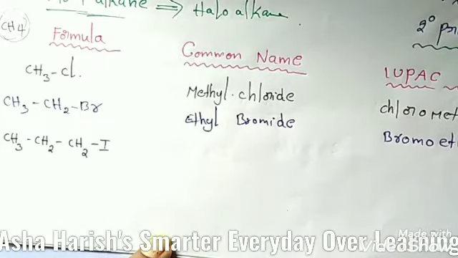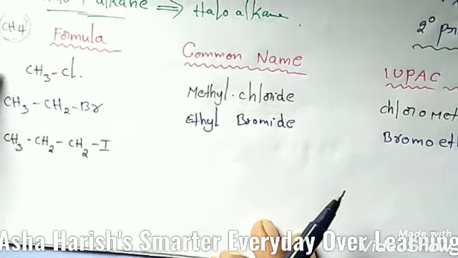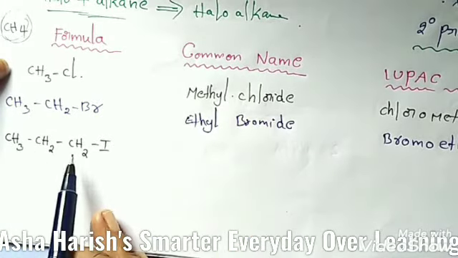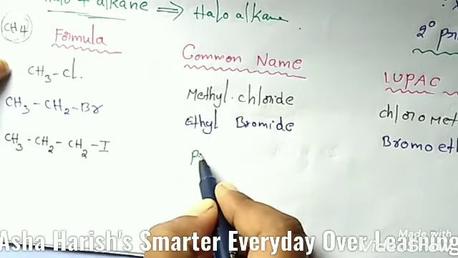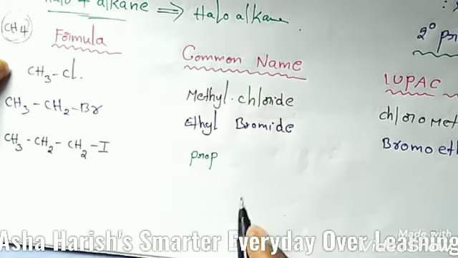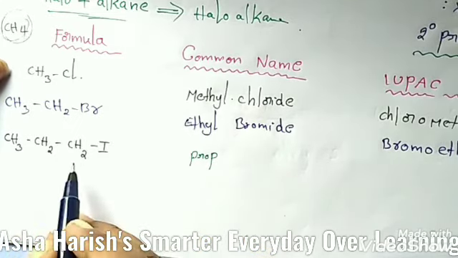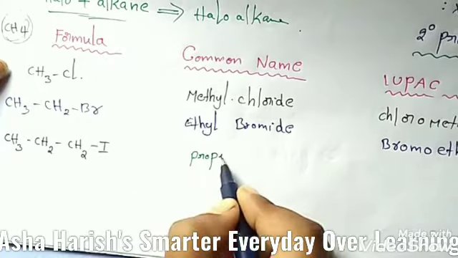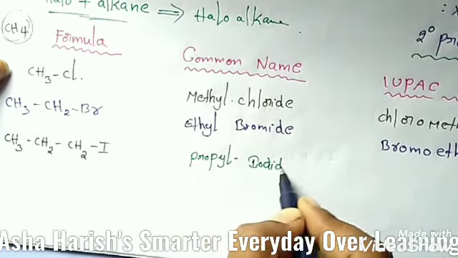See the next example here, CH3CH2CH2I. Students, if you count the carbons here, 1, 2, 3, there are 3 carbon atoms, so the root word should be prop. You know very well that propane means 3 carbon atoms. From propane, if you remove one hydrogen, that belongs to propyl. So this is propyl iodide.